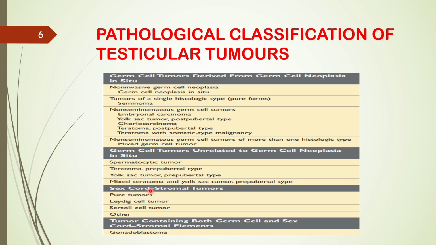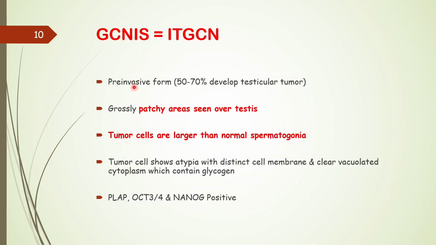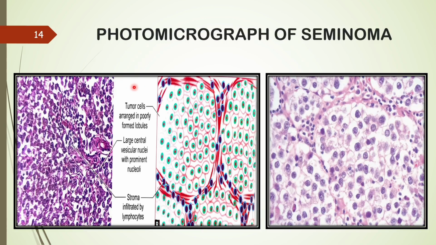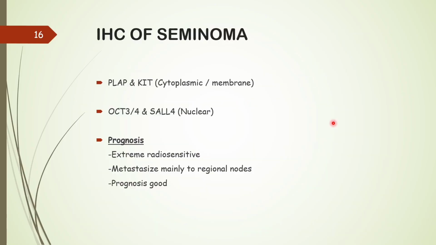Which are the sex cord-stromal tumors? Sertoli and Leydig cell tumors. Which are the germ cell tumors? They are seminoma, embryonal carcinoma, yolk sac tumor, choriocarcinoma, teratoma, tumors like that. They are the germ cell tumors. The seminoma, the key feature is it is rubbery grossly, with clear cytoplasm, right? Clear cytoplasm is because of the presence of glycogen.